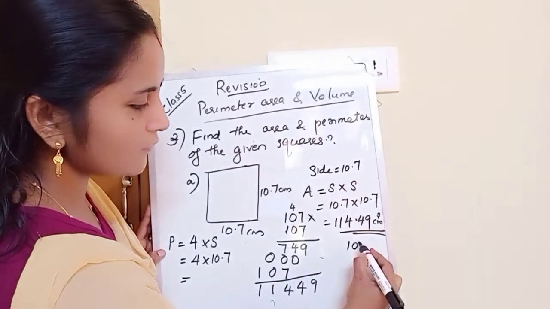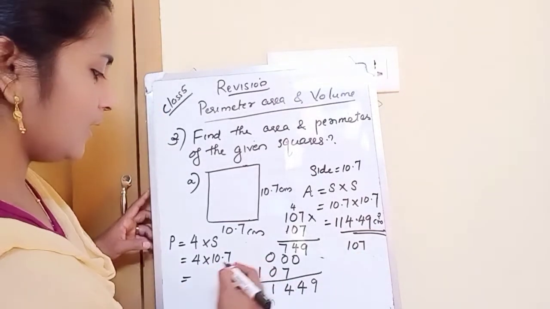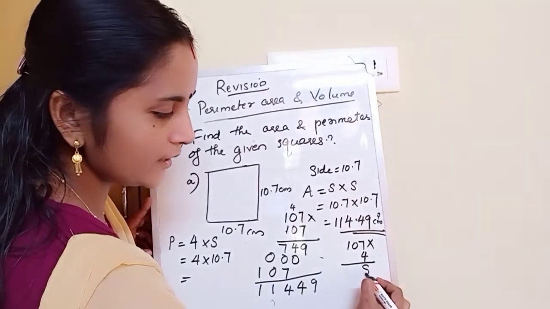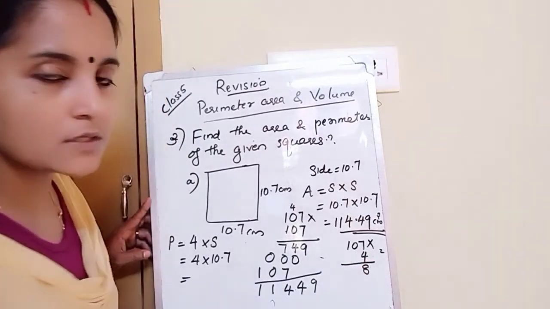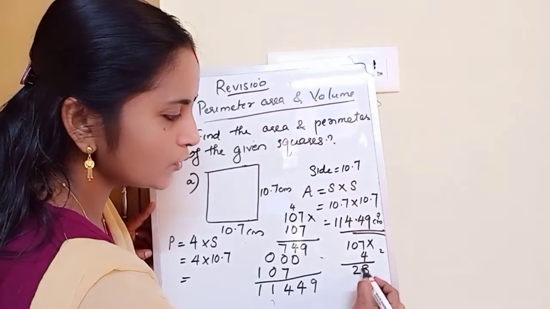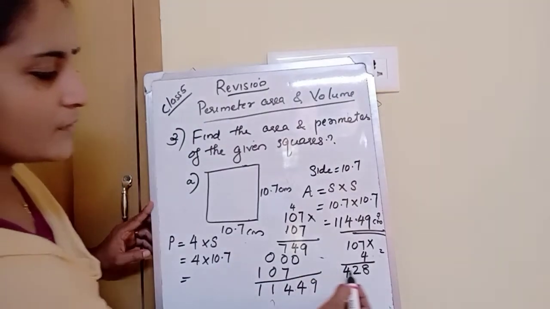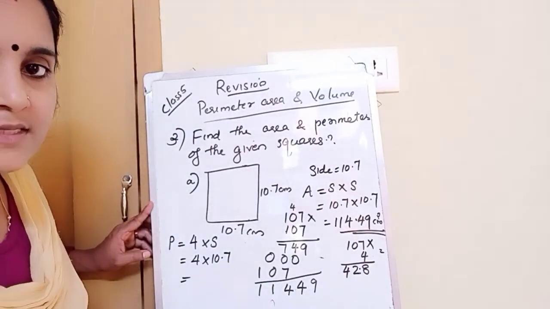4 into 10.7 means you multiply 107 into 4. 7 4s are 28, carrying 2. 4 into 0, 0 plus 2, 2. Then 4 ones are 4. Then we have 1 digit after the decimal point, so we move 1 place to the left.